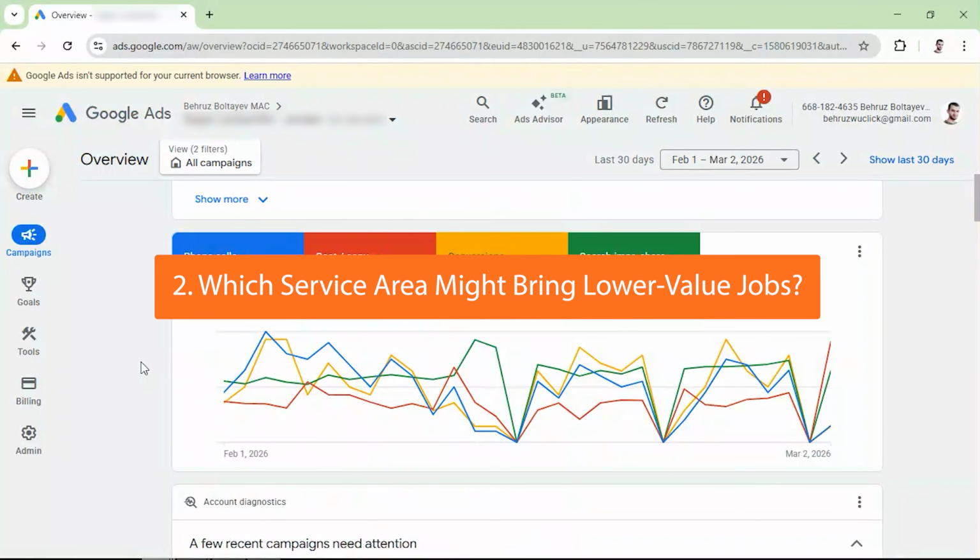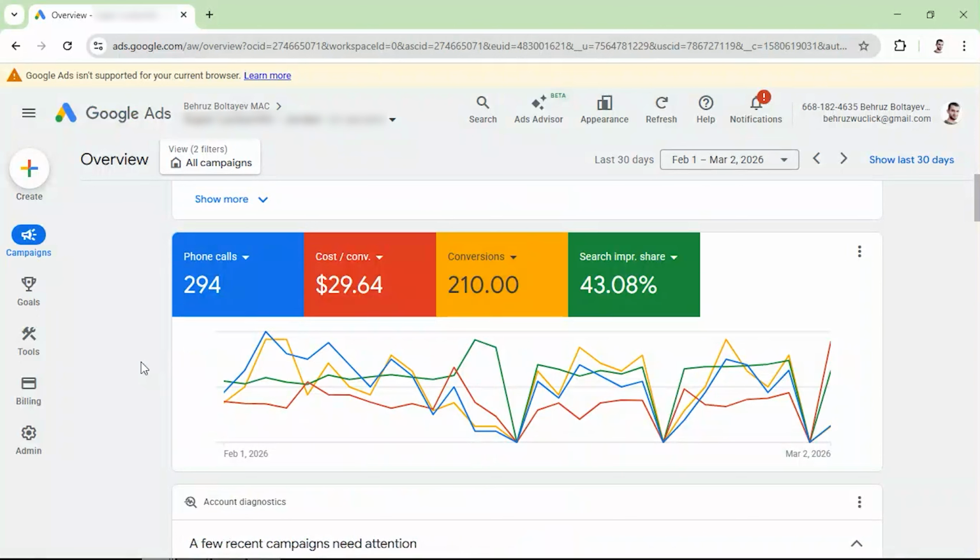And the next thing on our list: which areas might bring lower value. You might still receive a lot of phone calls from those areas, but the ROI from that service might be lower. Why do we need to talk about low value jobs? Because those jobs might bring you a lot of phone calls and spend a lot of your budget, but you may not be making a profit from them, or they might be taking most of your ad spend, which other keywords could be using for higher value jobs.